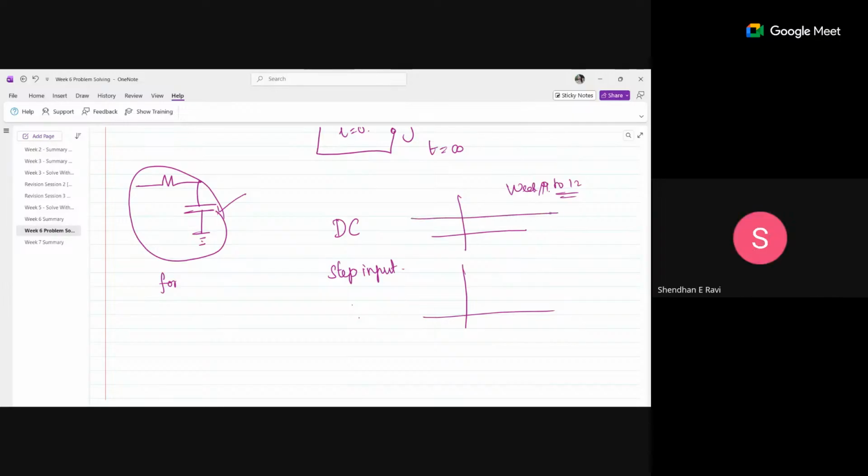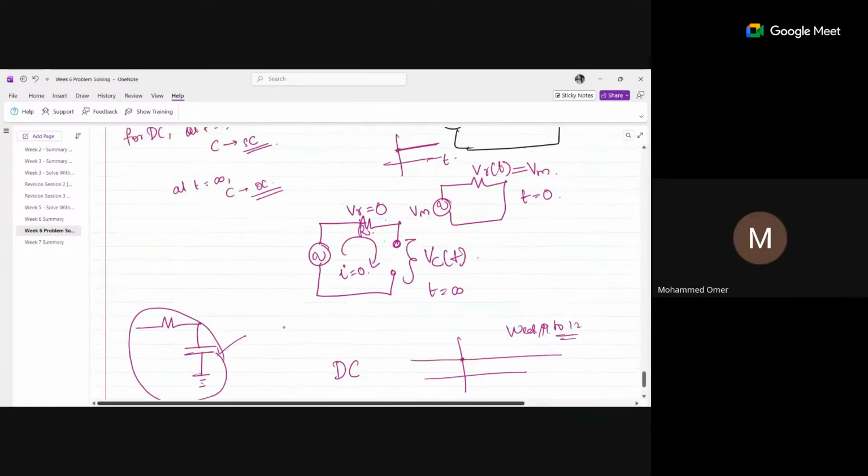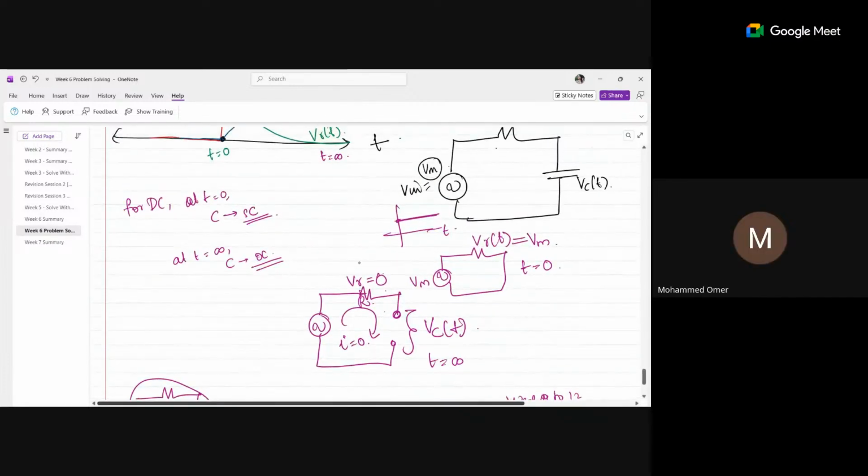DC is just any constant value, positive or negative. But for a step input, the stepping at 0 is important. That's the difference between these two. Okay, we can also get an AC V in as well, right?